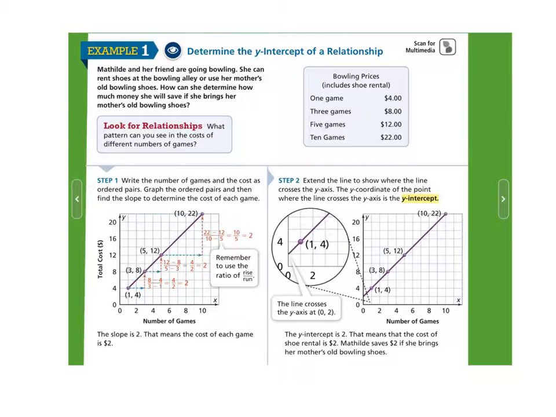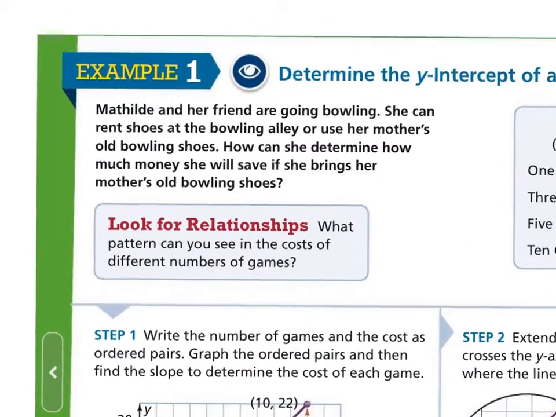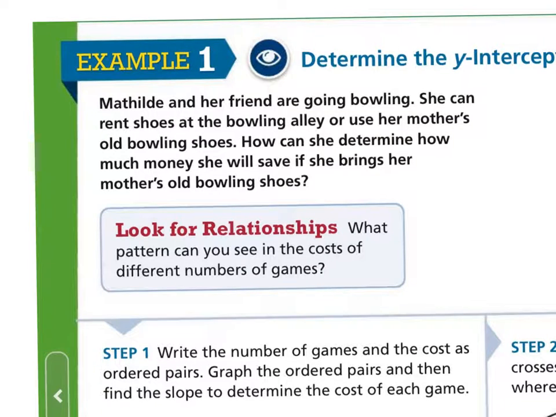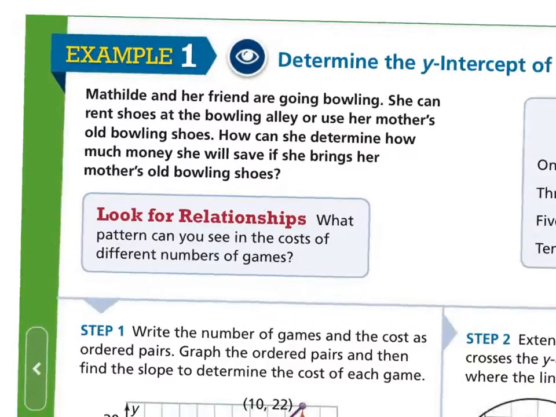Example 1, Mathilde and her friend are going bowling. She can rent shoes at the bowling alley or use her mother's old bowling shoes. How can she determine how much money she will save if she brings her mother's old bowling shoes?